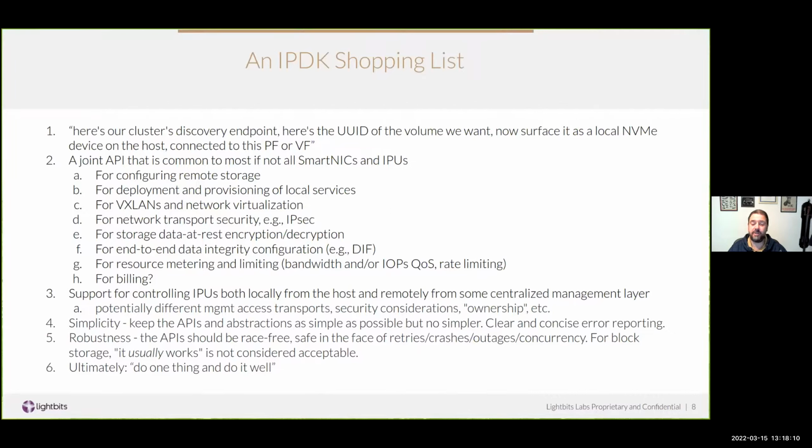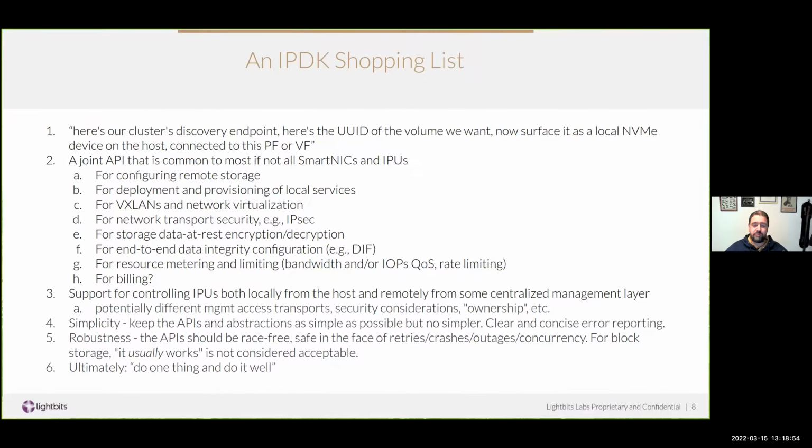And for resource metering and limiting of network storage, there are bandwidth and IOPS quality of service capabilities that we provide. There's rate limiting. There are many things that it would be nice to have a common way of controlling, configuring, metering, and so on. And then maybe even for billing, because once you have metering and limiting, then billing sort of follows from that. So that's a high-level list of the different areas from the storage perspective, and I fully recognize that there are many other perspectives. I'm just providing our view of the storage perspective here.